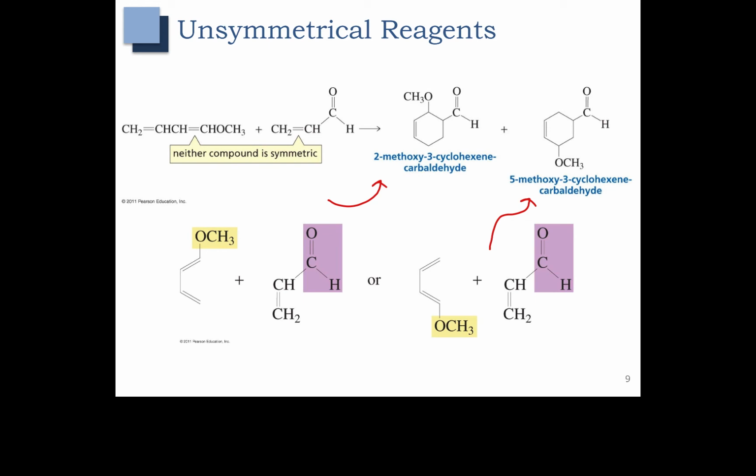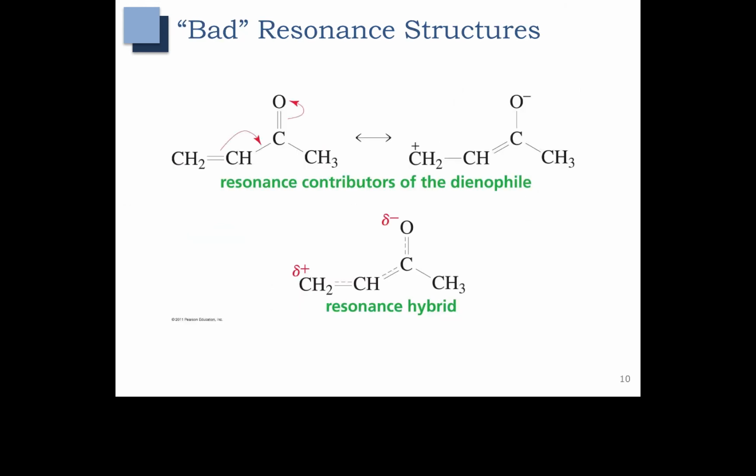So what we're going to do is draw out the resonance structures that are possible of our diene and our dienophile and match things up. Let's look at an example of a bad resonance structure. In this one, we have a ketone instead of an aldehyde, but the concept is the same. Our ketone is an electron withdrawing group, so we can pull electrons up onto the oxygen. We can push this double bond here up onto the O. That becomes a lone pair on the oxygen.